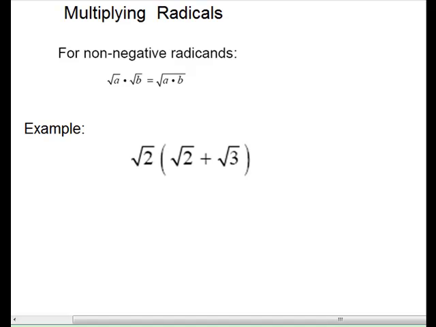What do you think we would do on this example with the parentheses? We would distribute. Looks just like a distribute problem. All right, so we're going to do square root of 2 times the square root of 2. We'll just put them under the same radical.